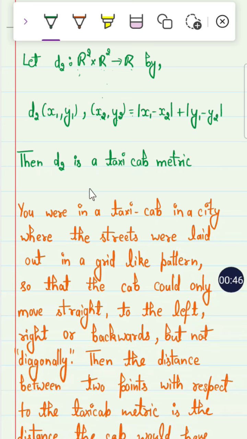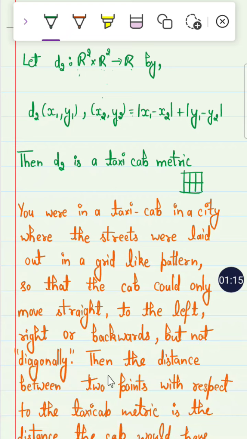So we have discussed this. Why is the name taxicab? You are in a taxicab in a city where the streets were laid out in a grid-like pattern, right? What is the meaning of grid-like pattern? That is the grid-like pattern, right? This is the grid-like pattern, right? So the cab could only move straight, to the left, to the right and backward, but not diagonally. You have to go this way, not this way.